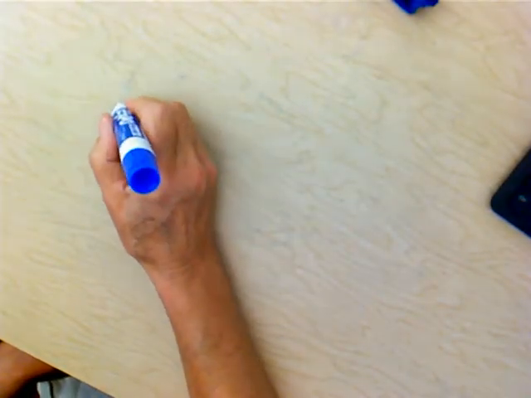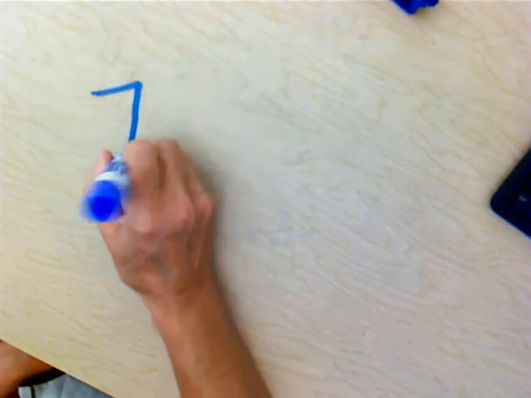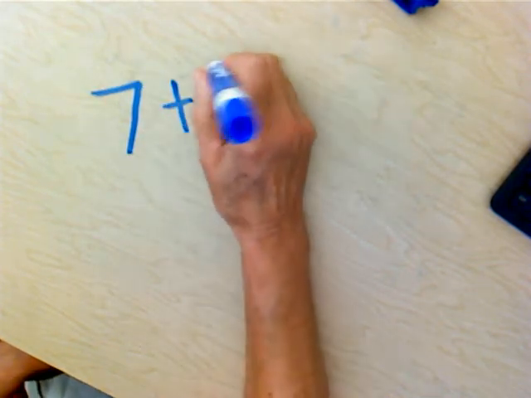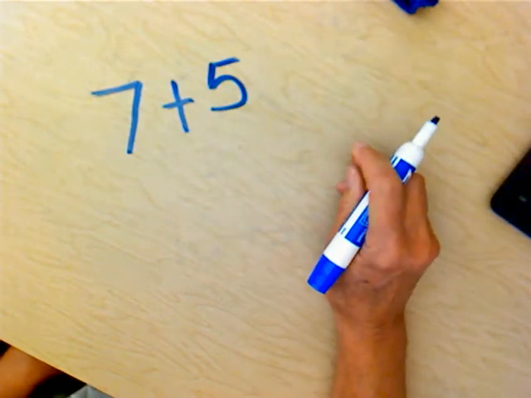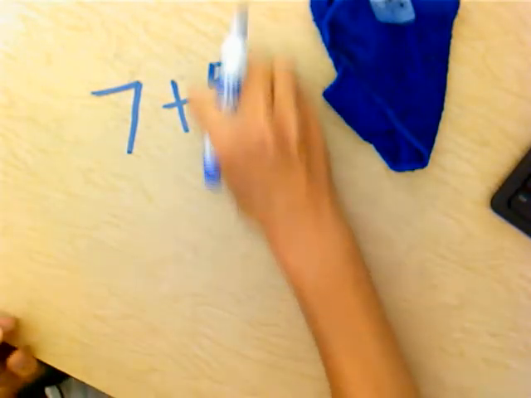And we're going to try one more. Let's do 7 and 5. We're going to do 7 and 5. I ask myself, did we already do 7 and 5? Let's do 7 and 6.